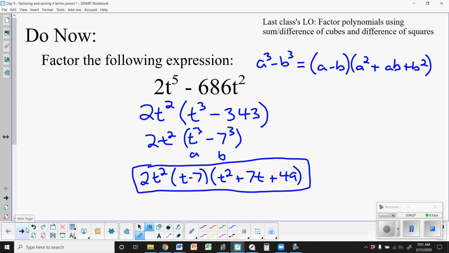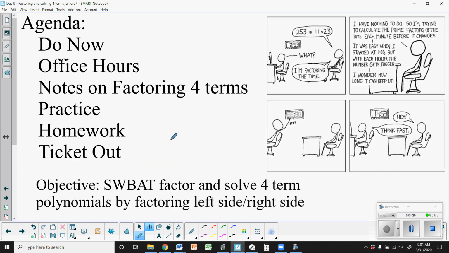All right, so let's look at our agenda for today. So I'm going to talk about office hours, and I'm going to talk about our weekly schedule.